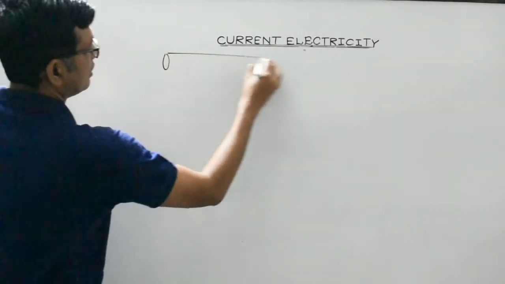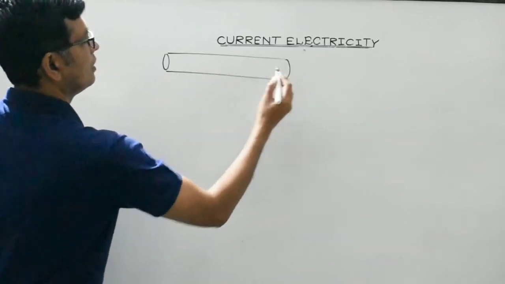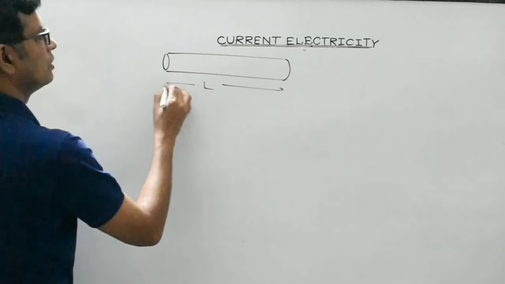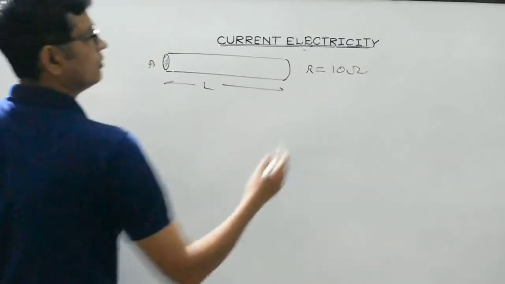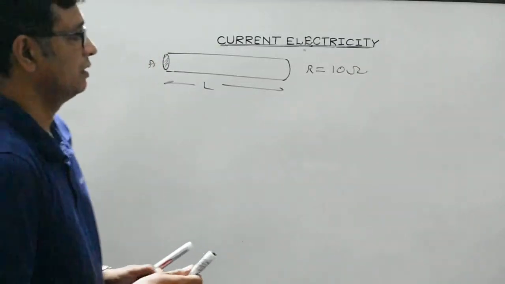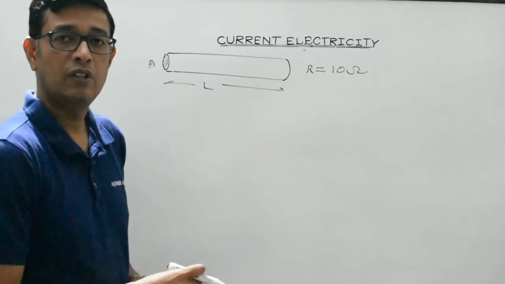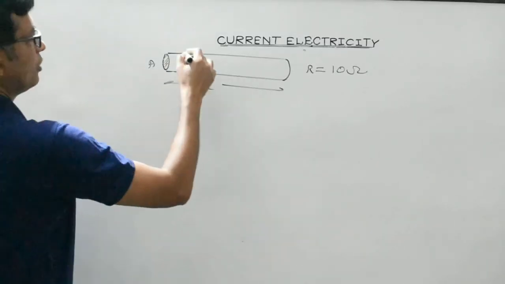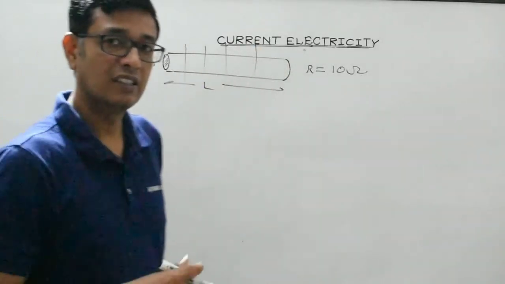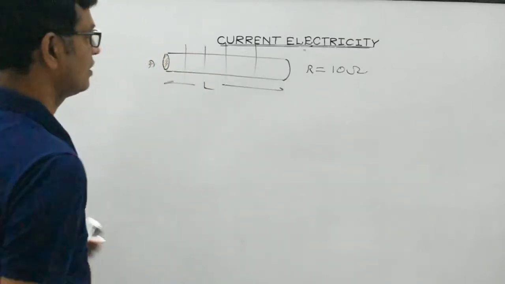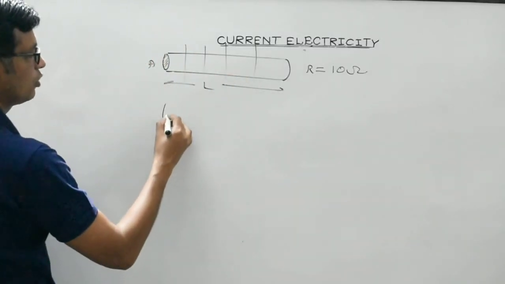Okay, let us consider the case where a resistor is given, and its length is L, suppose, cross-section area is A, and its resistance is given to be, suppose, 10 ohm, and it is cut into 5 equal parts. 1, 2, 3, 4 and 5 equal parts. So what will be the resistance and resistivity of each part? So let's consider each part. So it will be like this.